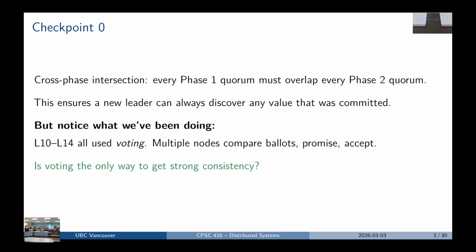I mean, I'm not trying to make that a political question, but obviously one emerges from that. Is electing a leader the only way to get strong consistency? How many people think it is the only way to get strong consistency? How many people think it's not the only way? Okay, a couple people have peeked a little bit ahead, right? And then there's the vast majority who were like, I don't really care. It's almost lunchtime, I'm hungry.